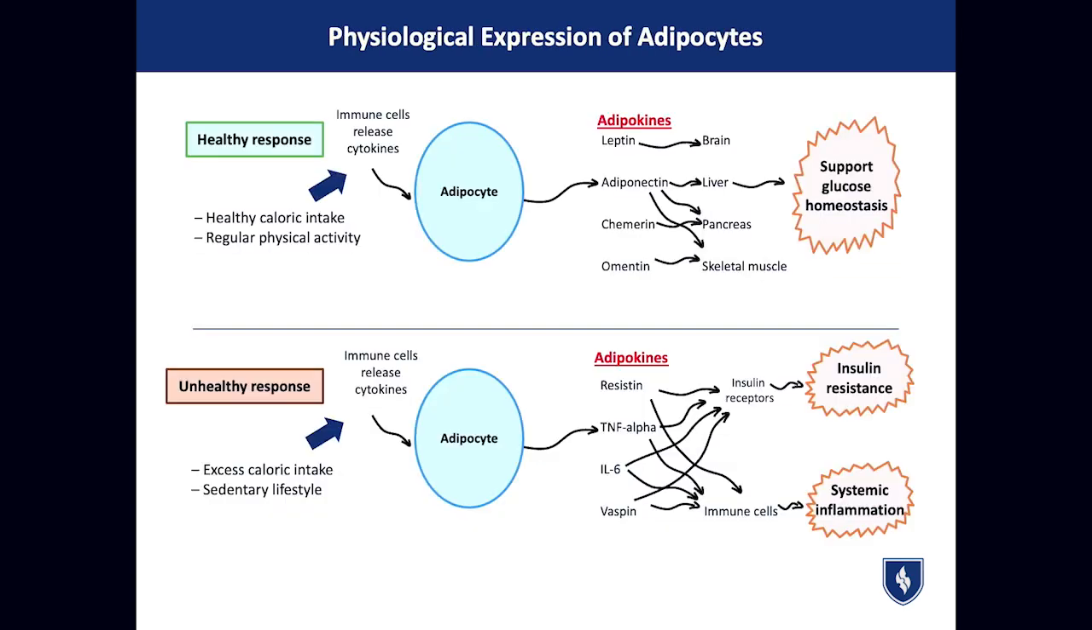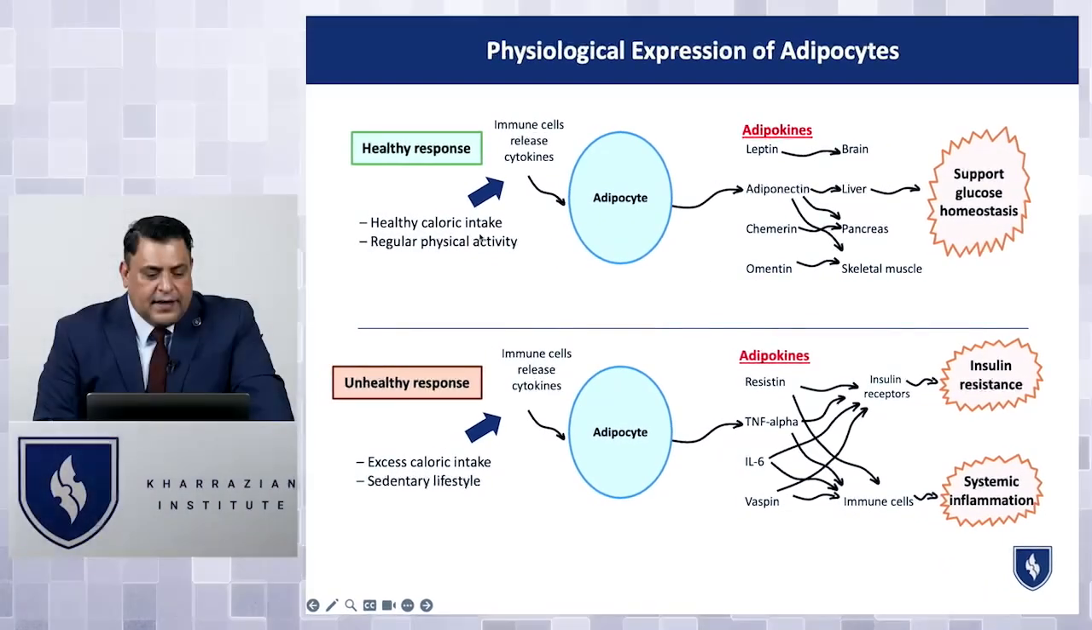Now, when you look at the physiological expression of adipocytes, here you have a healthy response. You have a person that has healthy caloric intake, regular physical activity, adipocytes are healthy, immune cells release cytokines, which are immune-healthy promoting, and they're releasing things like leptin to control appetite in the brain, adiponectin that stimulates the liver and pancreas, and chemerin and omentin. These control skeletal muscle and support glucose homeostasis, and that's ideal.